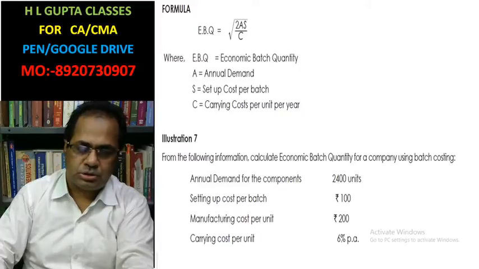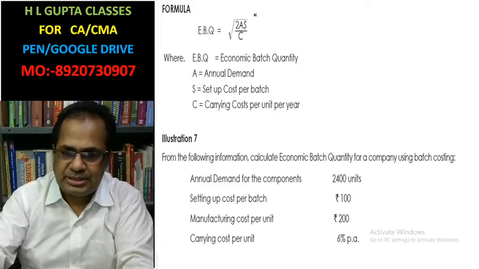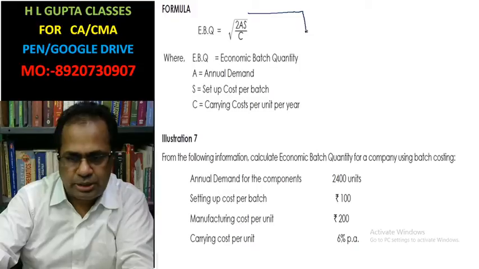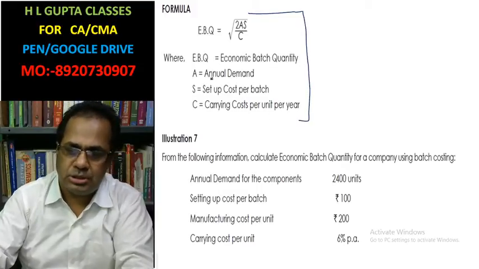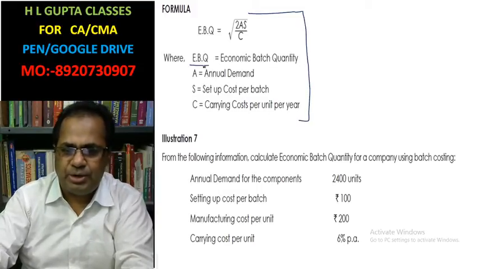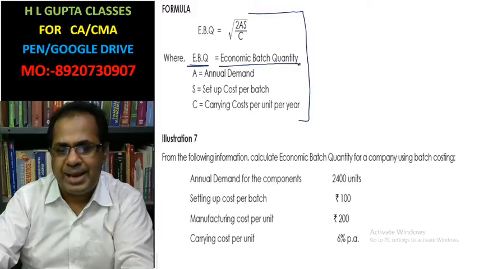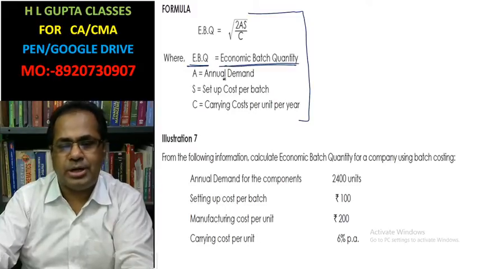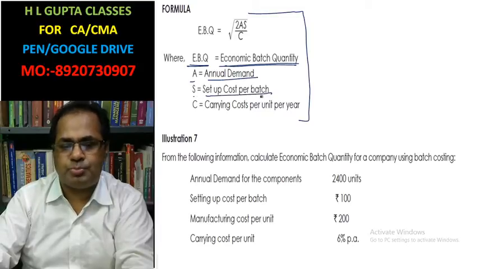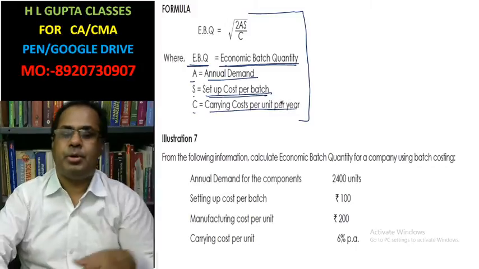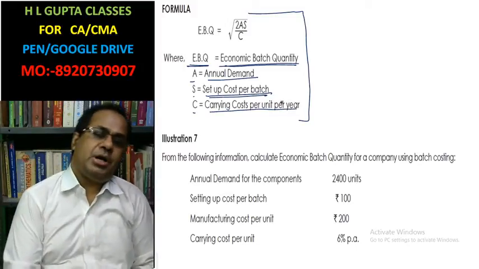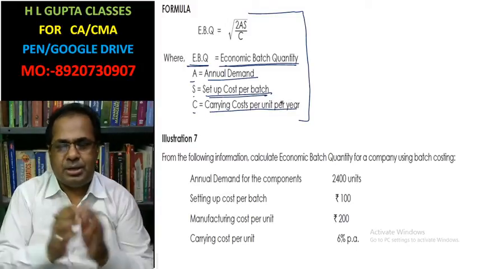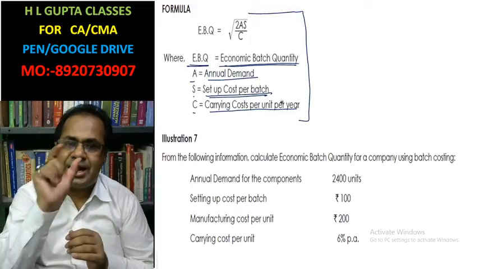In batch costing, this is the formula. This is the EBQ, which means economic batch quantity. A means annual demand, S means setup cost per batch, C is the carrying cost per unit per annum. You will understand setup cost when you make a wedding card.